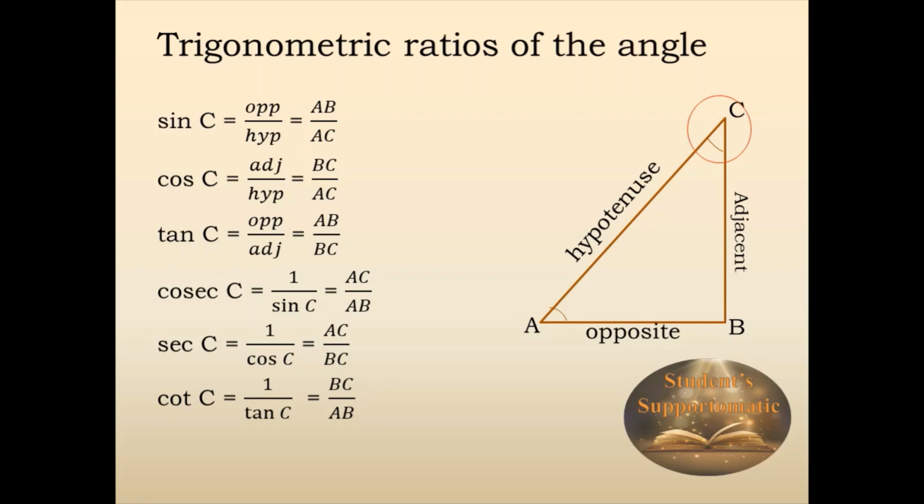Now cosecant C is equal to 1 by sin C, that is the reciprocal of sin C, so AC by AB. Now secant C is equal to 1 by cos C, that is equal to AC by BC, and cot C is equal to 1 by tan C, which is equal to BC by AB. Okay, so these are the trigonometric ratios with respect to the angle C.